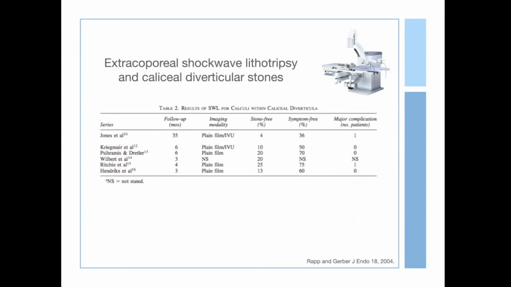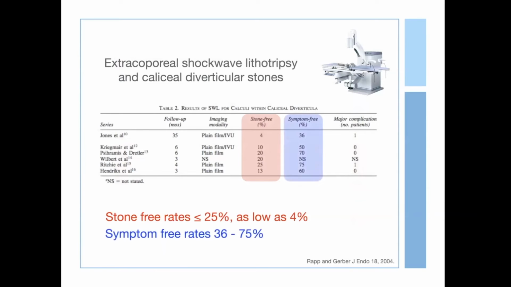So let's look at shockwave lithotripsy. This is a study comparing a series of shockwave lithotripsy series, and the take-home message is that the stone-free rates in caliceal diverticula are very poor, so less than 25%, and in some cases as low as 4%. This doesn't really surprise us because most of these fragments are trapped within the diverticulum, and you're not going to have good clearance of stones from the kidney after lithotripsy. Symptom-free rates are also rather poor, ranging between 36 and 75%. So not a great approach for managing caliceal diverticular stones.